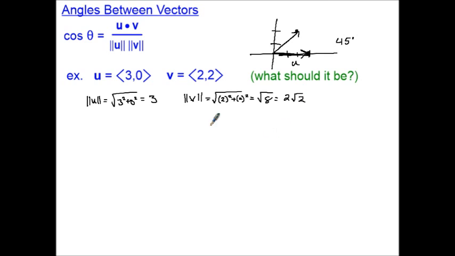Now I've got my two magnitudes, and I can do my dot product, so let's include that as part of the formula. The cosine of theta is going to be the dot product: I take the x part times the x part plus the y part times the y part. And I'm going to do the product of my magnitudes on the bottom, so I've got 3 times 2 root 2. On the top I've got a 6, and on the bottom I've got 6 root 2.